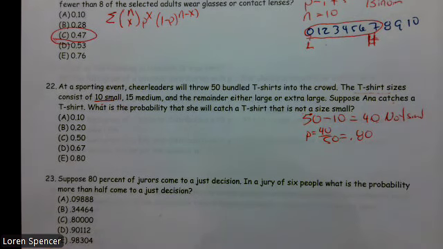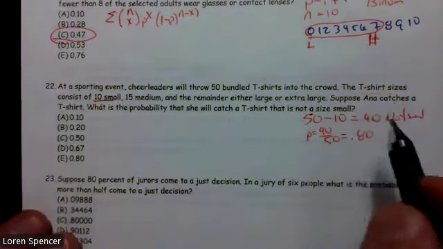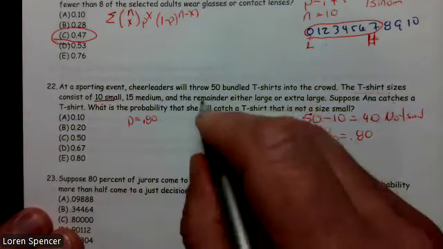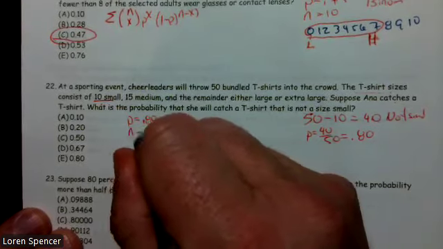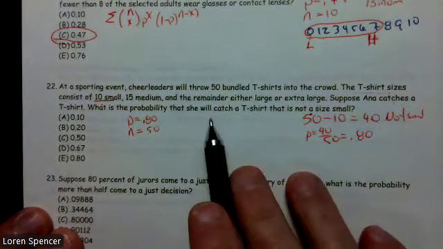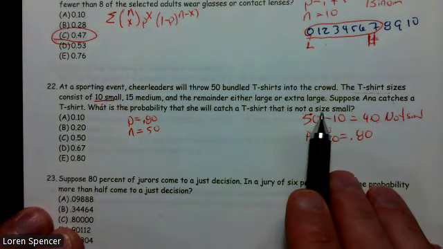So in this case, we know the P is 0.80. We have 50 shirts thrown, so we have a sample of that. What is the probability that you'll catch a shirt that's not small?